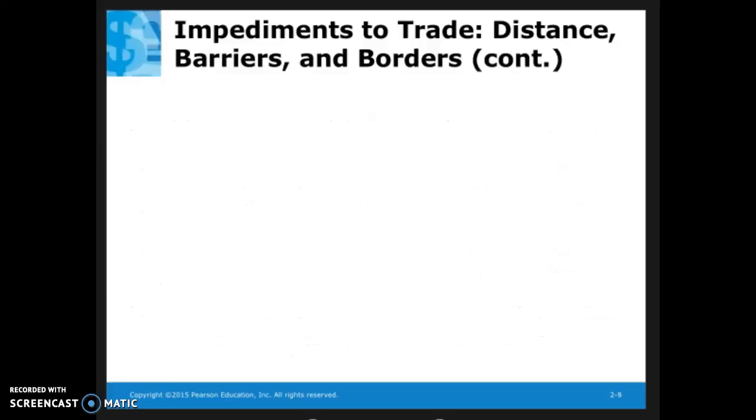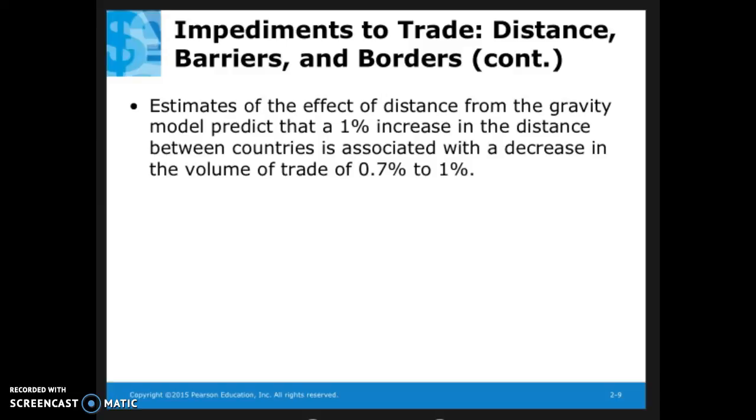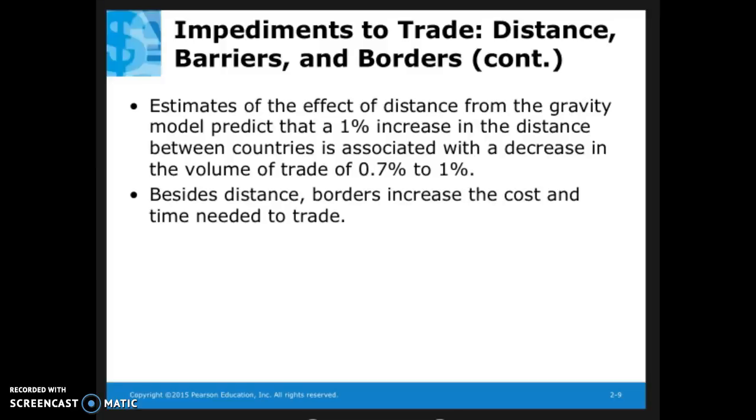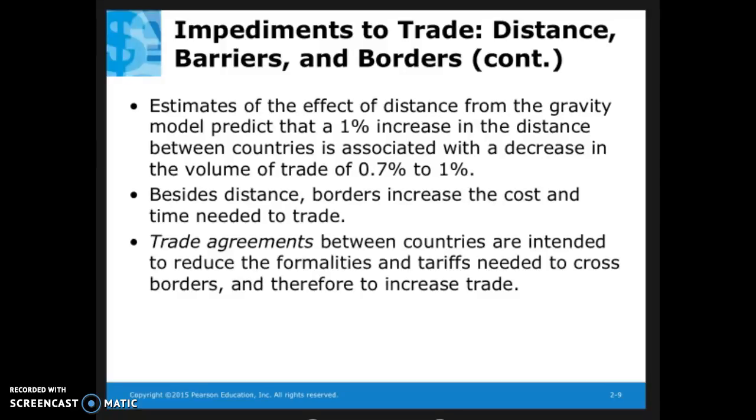So, some more impediments to trade. We have some estimates of the effective distance. A 1% increase in distance results in about a decrease in volume of trade of between 0.7% and 1%. Borders increase the cost and time.